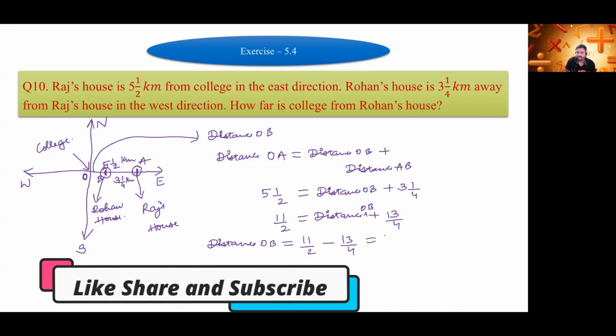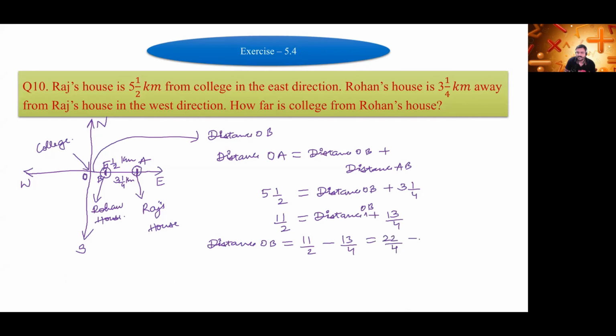Solving this will come 22 by 4 minus 13 by 4. I have taken the LCM directly, you do it stepwise. Sir, the LCM is 4. So the answer is 9 upon 4 kilometers. From Rohan's house, the distance of college is 9 by 4 kilometers. Those who did not understand these worded problems, you check the video.